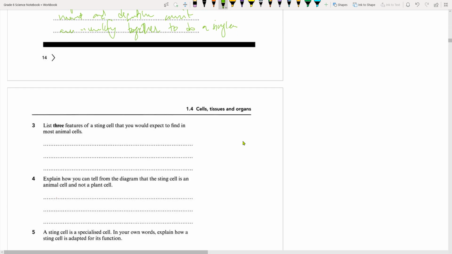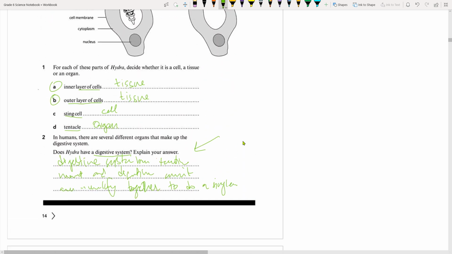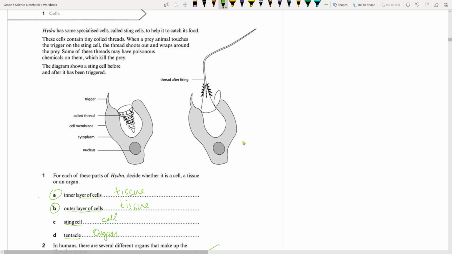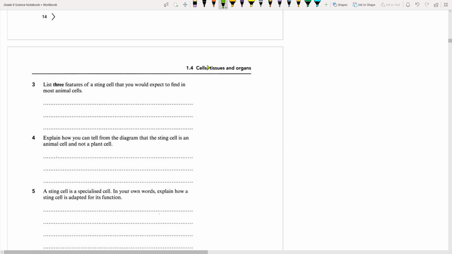Okay, three features of the sting cell that you would expect to find in most animal cells, right? So what do you see over here, which is common to the animal cell? Number one, the cell membrane. Number two, nucleus. Number three, cytoplasm, right? So these are the three that we're going to identify, which is nucleus, cytoplasm, and finally we had the cell membrane.